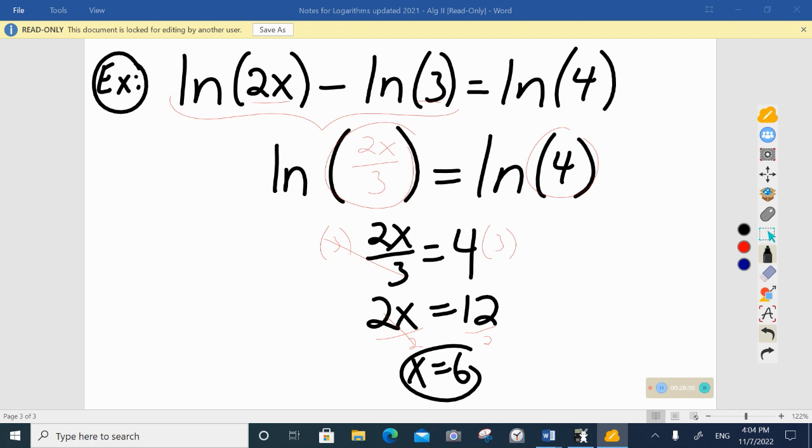Now, I'm trying to keep pretty simple questions here, just working on the properties of logarithms. If you're in college algebra or pre-cal or something like that, they're probably going to give you some binomials up in here, inside there. You might have to FOIL them together and then solve a quadratic. But I'm not really working on quadratic skills right now. I'm working on logarithmic skills. That's why I'm keeping the numbers easy.